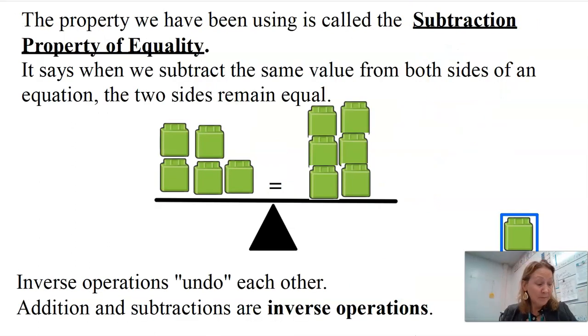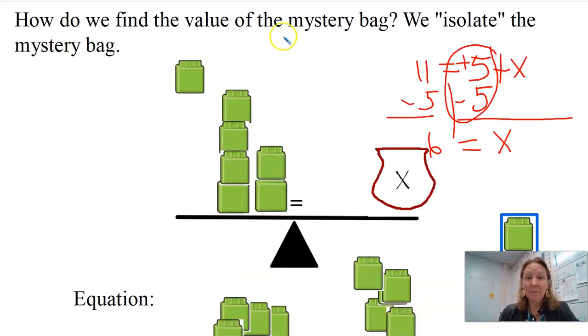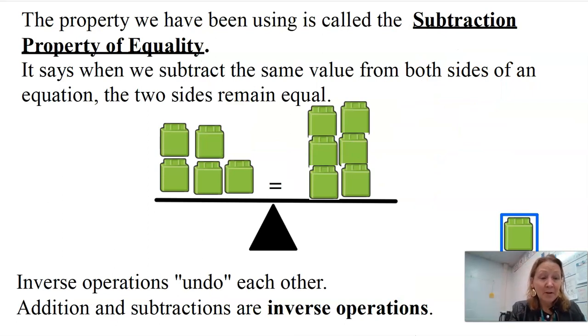Okay, so the property that we've been using is called the subtraction property of equality. It says when we subtract the same value from both sides of an equation, the 2 sides remain equal. And I want you to know that all of these problems that we looked at were addition problems, right? So I have to use the opposite of addition, which is subtraction. And the opposite is called an inverse. Inverse operations undo each other. So addition and subtraction are opposites, they're inverse.